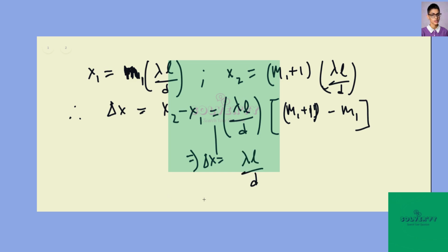Okay. And therefore, lambda is d times delta x over L. Okay, and let's go to the next page to work out what that is.